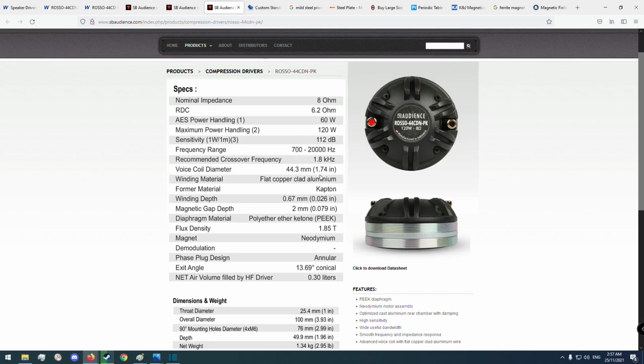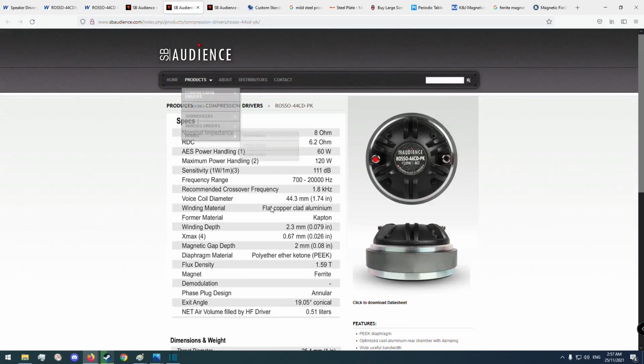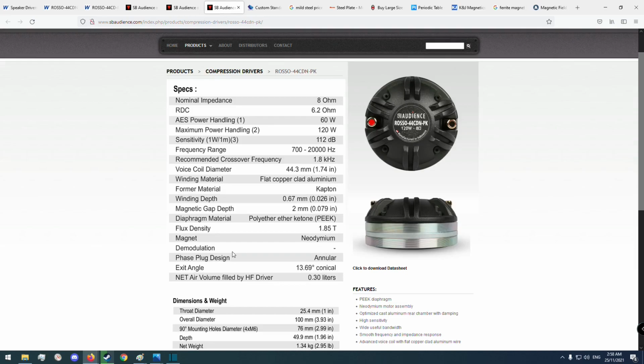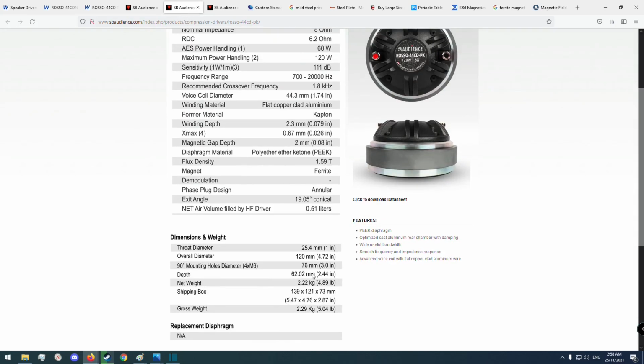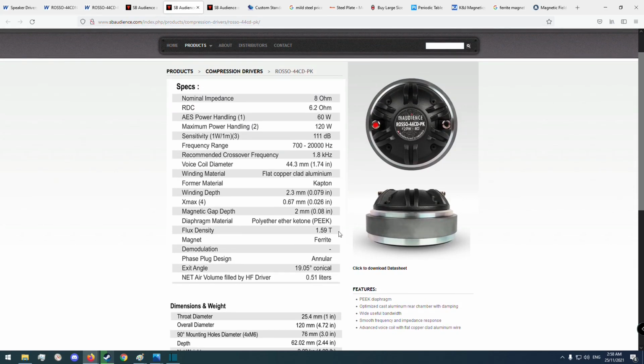So you can see neodymium, stronger magnet and a bit better sensitivity, even though, as you can see right here and mentioned before, the difference of the magnets. This ferrite magnet is a lot larger than this neodymium magnet. Something else you can see down here is the neodymium version weighs 1.34 kilograms and the ferrite version weighs 2.2 kilograms, so 900 grams more is just for the magnet.